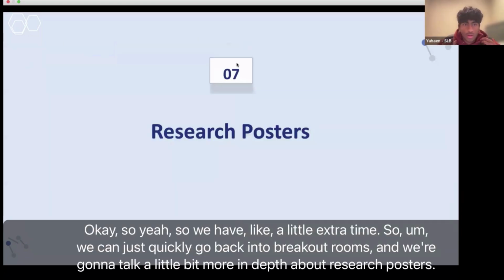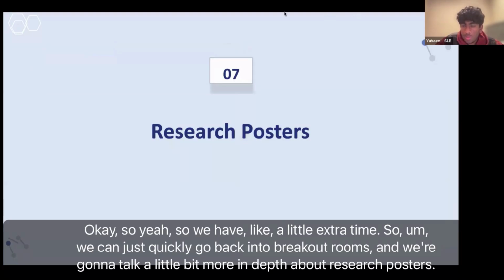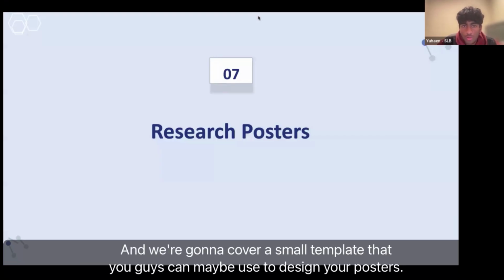So we have a little extra time, so we can quickly go back into breakout rooms and talk a little more in depth about research posters, and we're going to cover a small template that you can maybe use to design your posters.